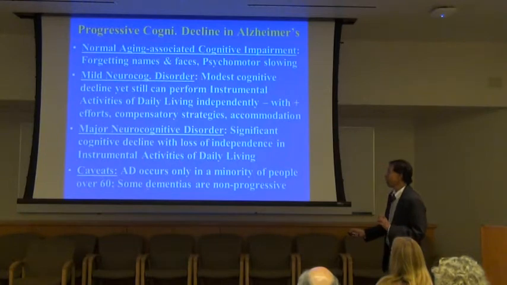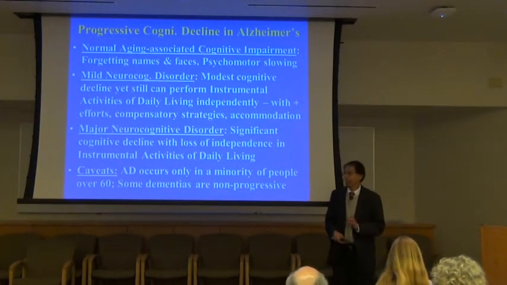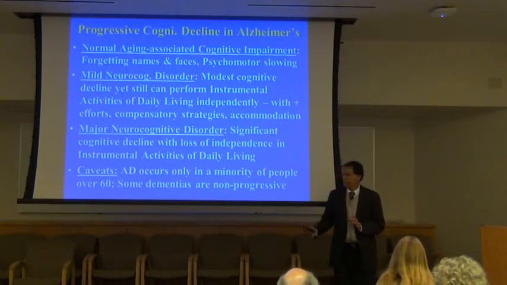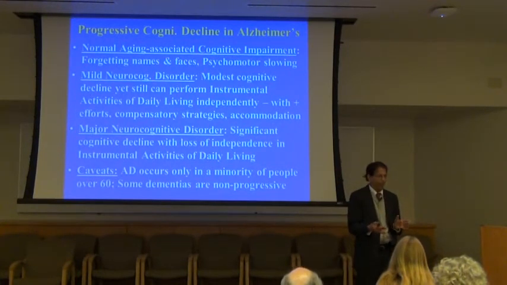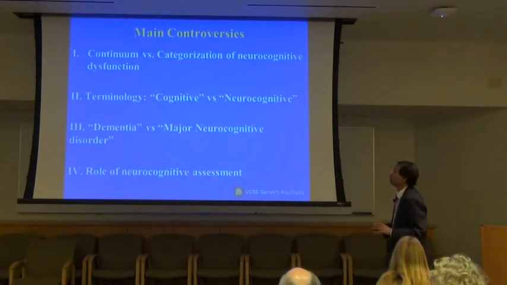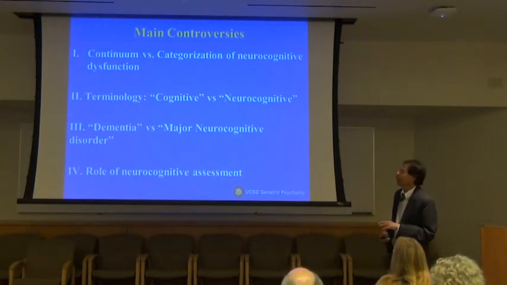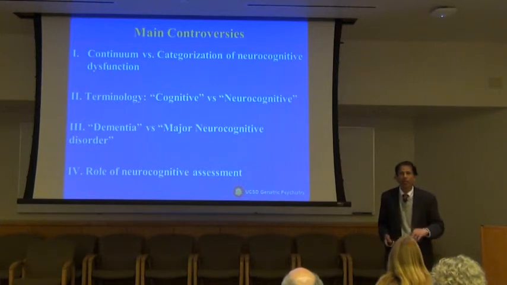Another problem is not all dementias are progressive. For example, TBI, traumatic brain injury, when that causes cognitive impairment, there is a decline from the previous functioning, but then the decline, that impairment stays pretty stable. So the main controversies were these, and so these are the issues actually that we had to struggle with.